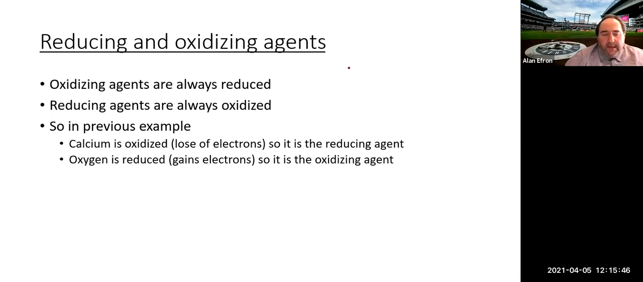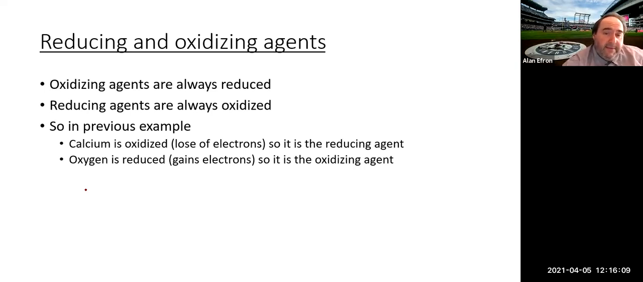So the oxidizing agent is always the substance that gets reduced, while the reducing agent is always the substance that gets oxidized. So when you're talking about the oxidizing agent or the reducing agent, basically it is the substance that is opposite of the name.